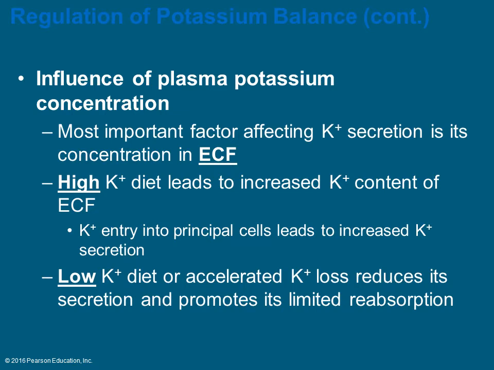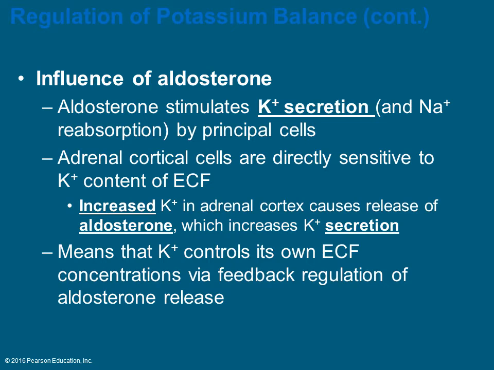One important factor with secretion is the concentration in that extracellular fluid. If you have a high potassium diet, you have increased potassium concentrations in the extracellular fluid. And so if levels get too high, you're going to want to secrete more. If you have a low potassium diet, then you're going to want to reduce the secretion of it. Aldosterone does stimulate potassium secretion. So this hormone, once again, plays a role not only with sodium, but also with potassium. They're going to work together. It is going to be regulated by a feedback regulation of the aldosterone.